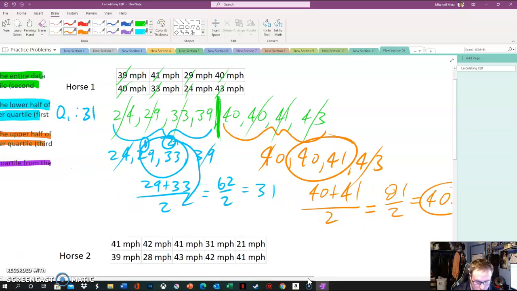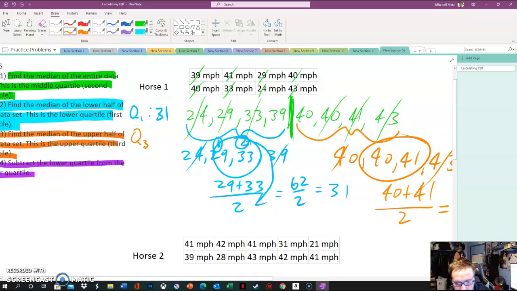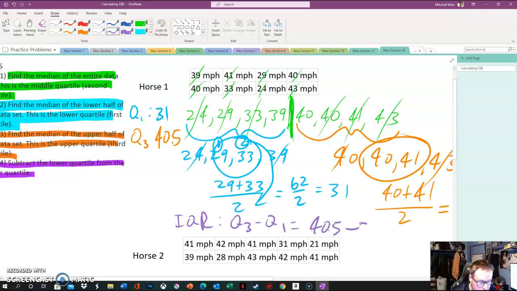So that's my Q3. My Q3 is 40.5. Now I'm going to find my interquartile range, what we're trying to find, and that's the first example. So now we're going to find IQR. IQR is just taking Q3 and subtracting Q1. We just found those. So I'm going to take 40.5 and I'm going to subtract 31.